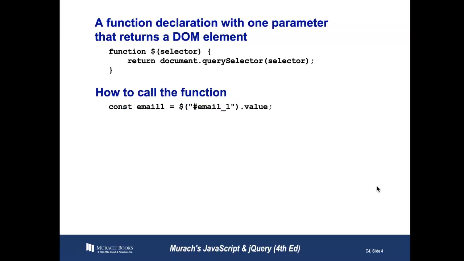Again, no argument is passed in this example. Next, we have a function declaration with one parameter that will return a DOM element. In this case, I have function with the $ selector, and we're returning document query selector. And the way I would call this is to use const email1 equals email1 value. So if you look, we would return that value. We're going to see this in our source code from this week's materials. So again, just keep an eye out for the $ as a marker for a selector.